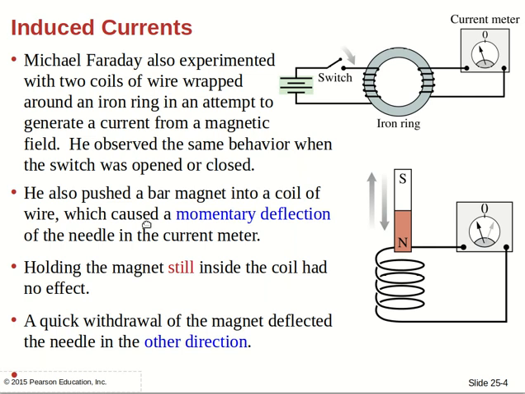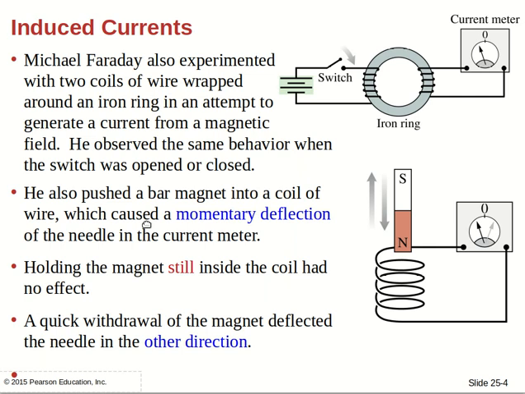At any rate, he did a second kind of experiment, as depicted in the lower diagram, where he inserted a magnet into a coil. And his three observations were when the magnet was still and not moving, there was no current in the lower coil, no induced current. But when the magnet moves, there is an induced current in the lower coil, as evidenced by a deflection of the needle in the current meter.